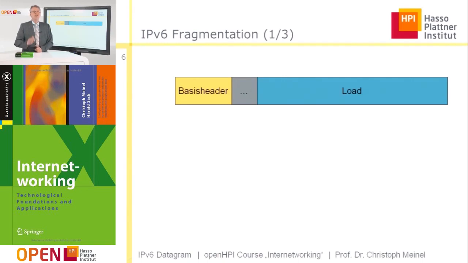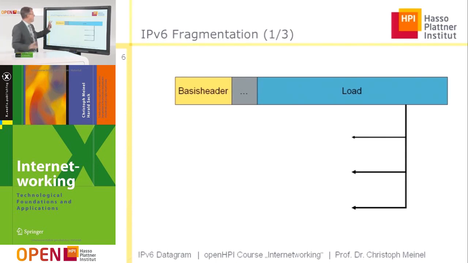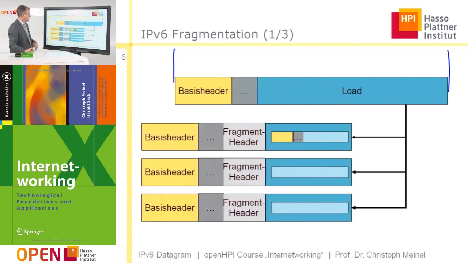Let's have a closer look at fragmentation, because fragmentation in IPv6 differs from the fragmentation concept in IPv4. As already mentioned, we have the basic header, possibly various extension headers, and then the load. Now let's assume that this data packet is too long to be transported through a network on the path from the sender to the receiver.